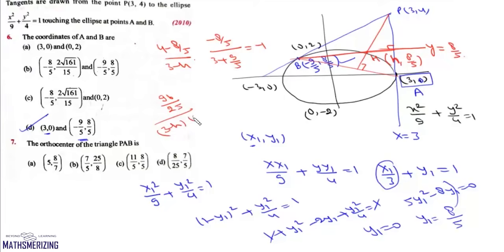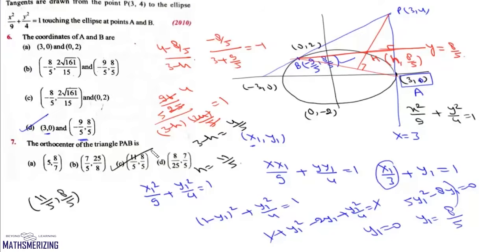There will be 24 upon 5, and this value is equal to 1. So this is 5, and 24 is 4 times. So the condition we'll get is 3 minus h is 4/5. That is, the value of h is 15 minus 4 over 5, so 11/5. So the coordinates of the orthocenter will be (11/5, 8/5), and that's your option C.